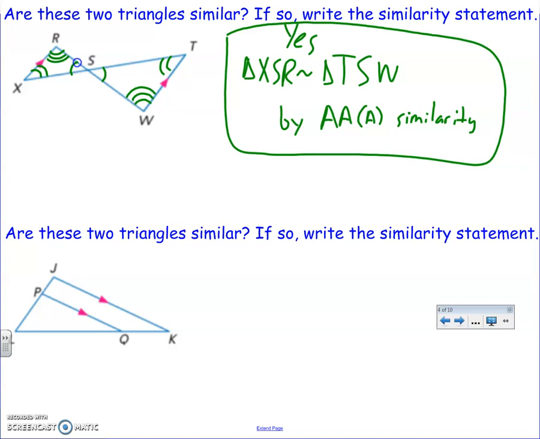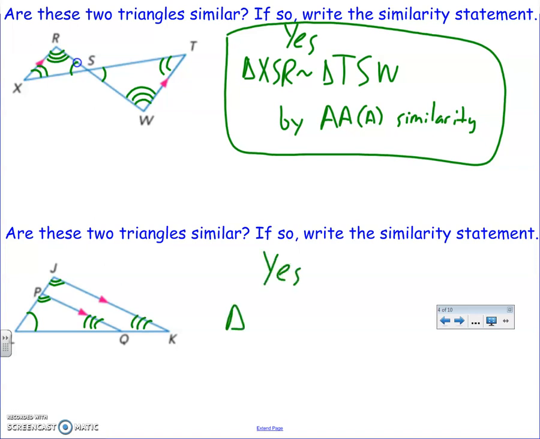Down here, are those two triangles similar? Write the similarity statement. Alright, they are touching. This is interesting. Instead of a reflexive side, it's a reflexive angle. Angle L is reflexive to itself. Then we can see this angle right here is corresponding to this one because we have two parallel lines and a transversal. Corresponding angles are congruent. These are also corresponding. So yes, again, these are similar.